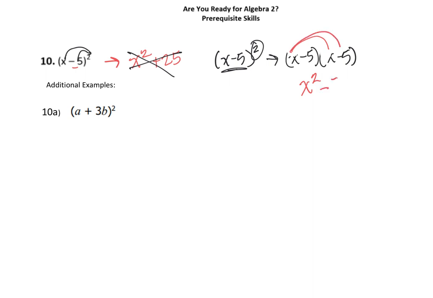X times -5 is -5x. Inside, I have another -5 times x, which is -5x. And yes, I do have 2 of those values. And then I have a -5 times a -5, which is positive 25. So it's similar to that shortcut I want to take, but the insides do not cancel out. -5x and -5x combine to -10x. So the answer here is x squared minus 10x plus 25.